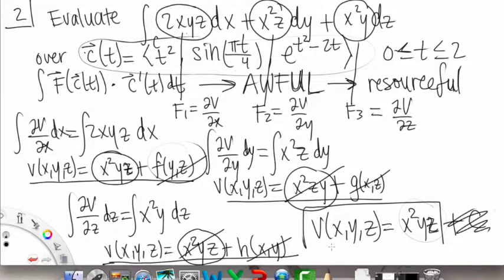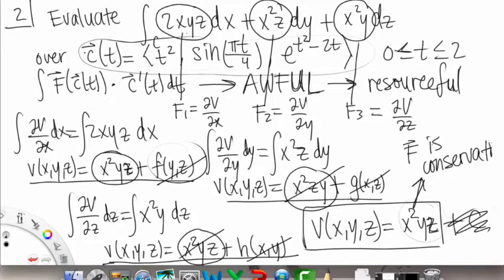Since we found a potential function, that implies that our f to begin with was a conservative vector field. That's really good news, because then we can apply the fundamental theorem for conservative vector fields. I'll continue this on the next slide.